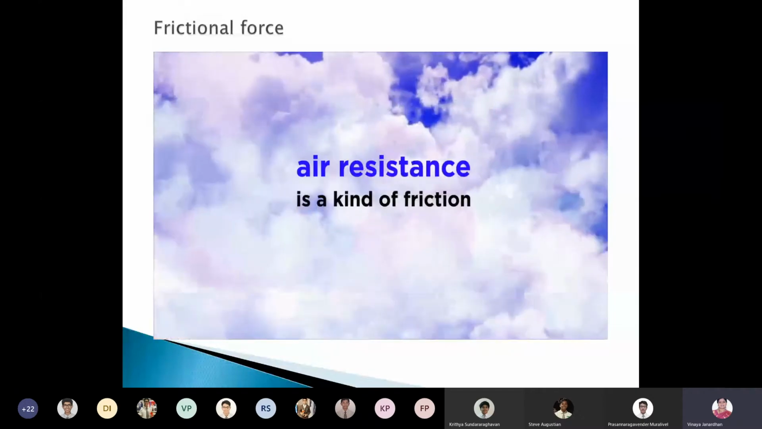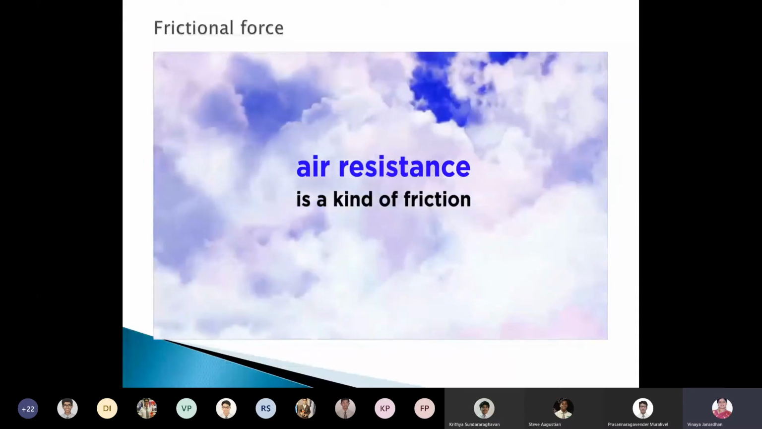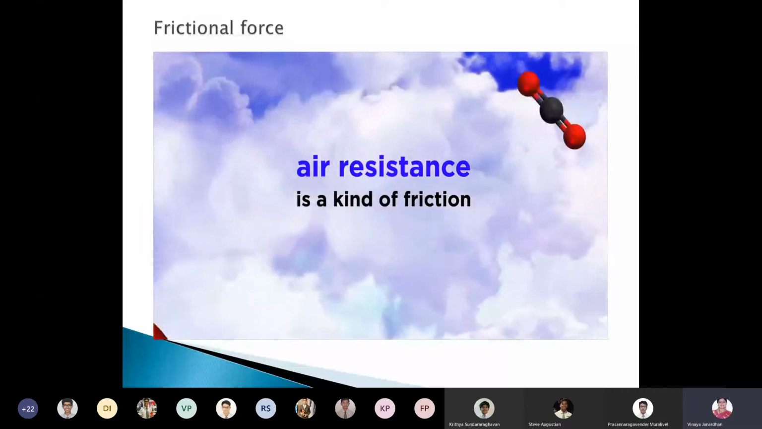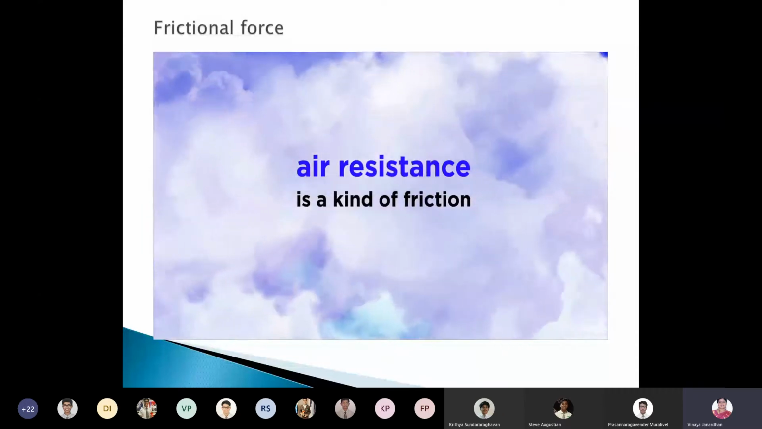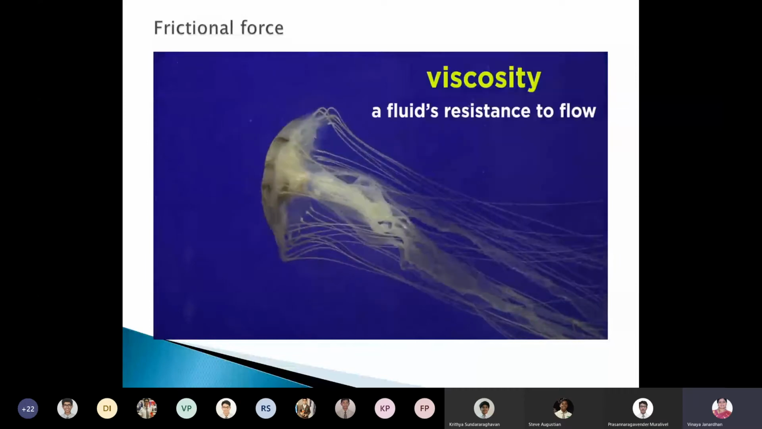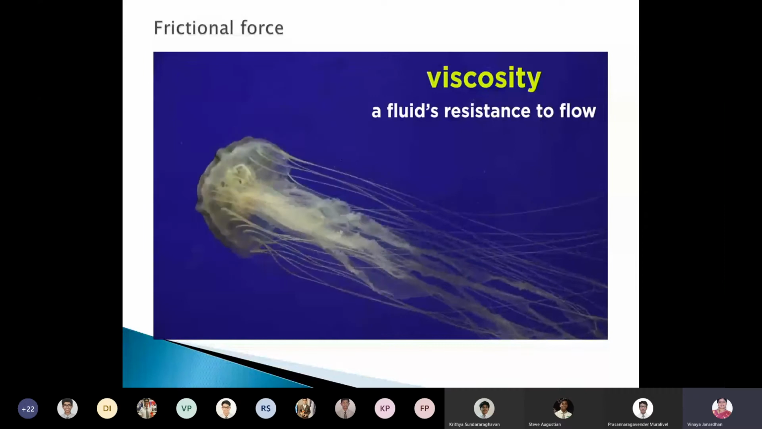We should note that air resistance is another type of fluid friction. When a car or a plane moves through the atmosphere, the particles in the air hinder its motion, offering some kinetic friction. This is true of motion through any fluid, in a way that depends on the viscosity of the fluid, which represents the fluid's resistance to flow.